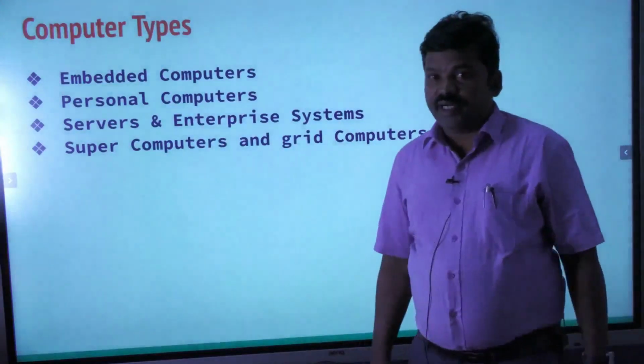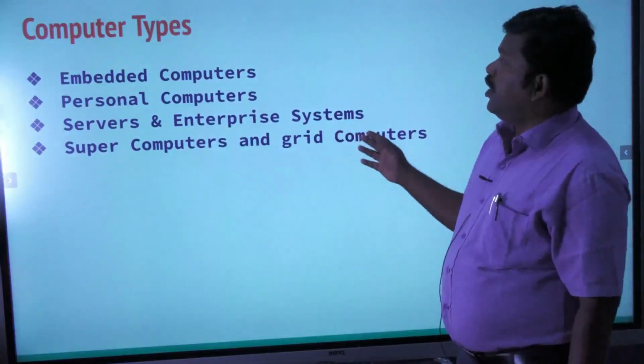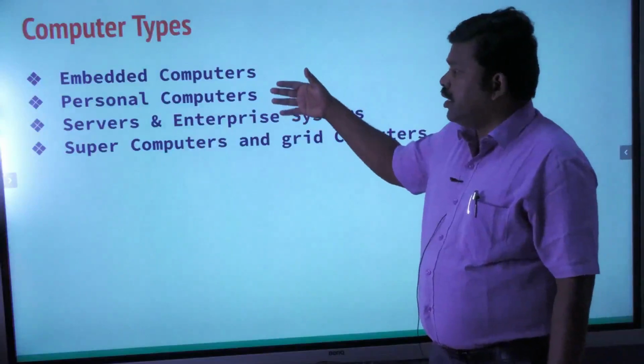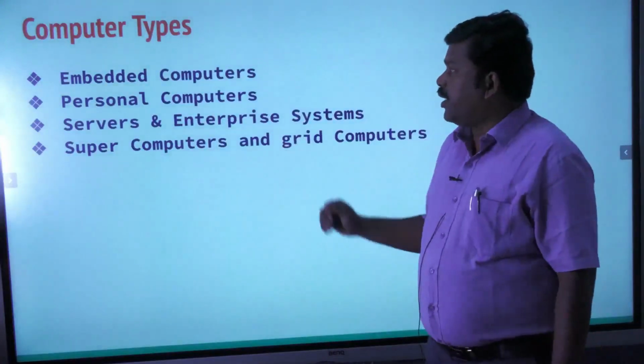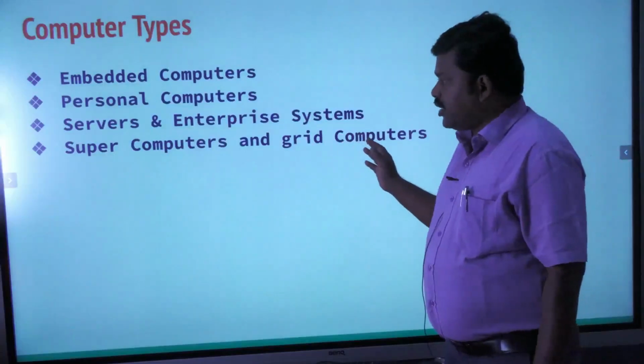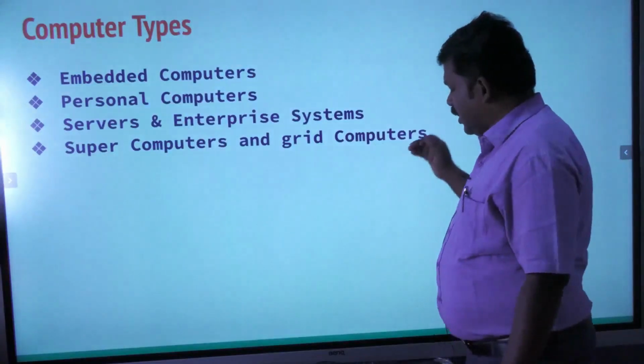What are the various types of computers that were available? All the day-to-day computers we are using fall under these categories: embedded computers, personal computers, servers, enterprise systems, supercomputers, and grid computers.